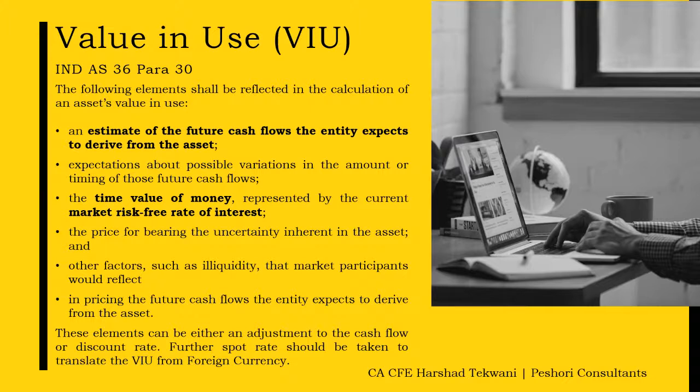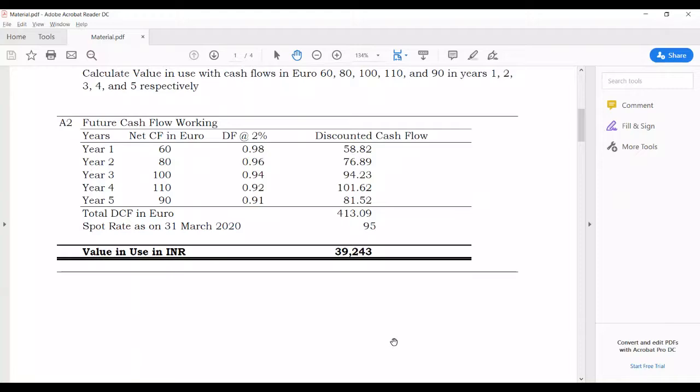Now, for example, if I calculate value in use, then I need to discount it. We know that. What if my asset is lying in a foreign location where the value in use will be in foreign currency? For that, I have prepared one example, and we'll go through with an example to understand how I need to recognize that value in use. Just a moment, I'll share that example.